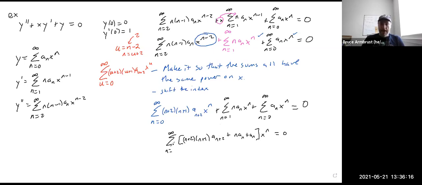So here's what we're going to do. I'm actually going to have this start at 1. But I'm going to add on some other pieces. Because if you think about it, this one actually starts at 0, which means I need the 0th term. If I plug in 0, I'm going to get 2 times 1, which is 2, times a sub 2, times x to the 0, which is 1. So this guy right here, that 2a2, this is the n equals 0 from the first one.